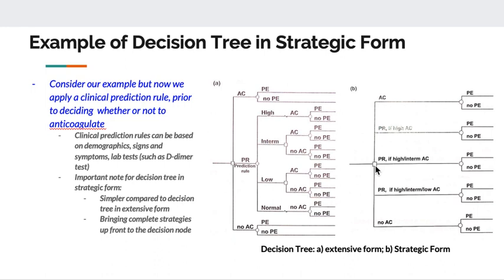Another observation here is that the strategy is defined by the chosen positivity of the clinical prediction rule. For example, we can decide that above some threshold, we will choose the option AC, and lower than some specific value, we're going to choose the no AC option. The strategic form can be particularly useful when analyzing cost effectiveness or performing sensitivity analysis and determining the threshold between the strategies. We can revisit the topic in our future lecture.